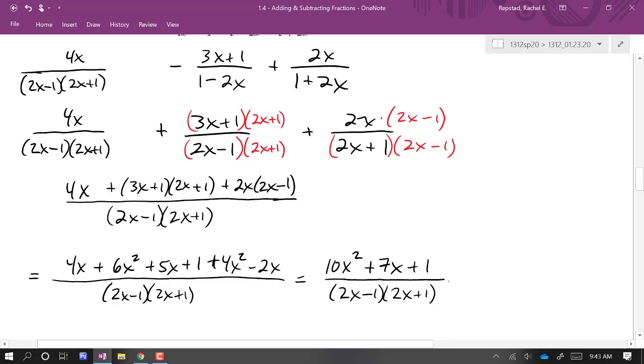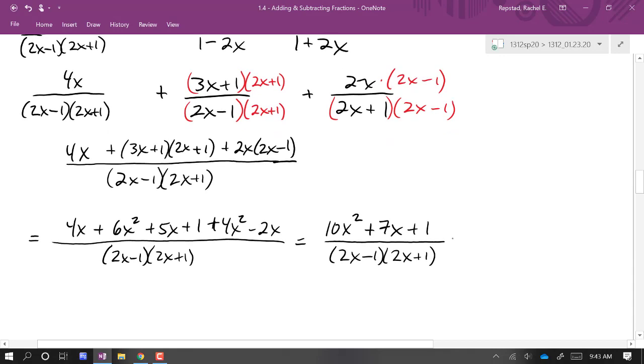And then our last step is let's check and see if it'll reduce, which means we're going to check and see if we can factor the top. So does that unfoil? If it does, we need a plus 1, I think.